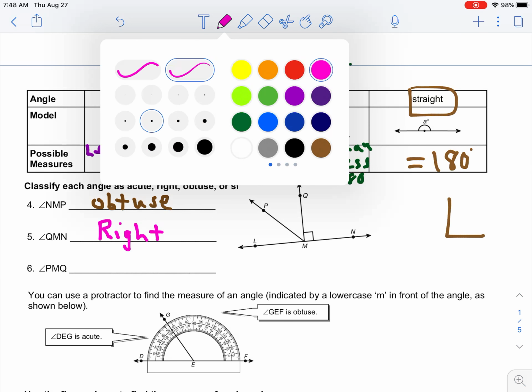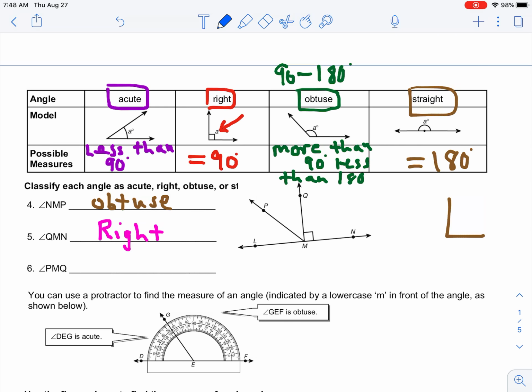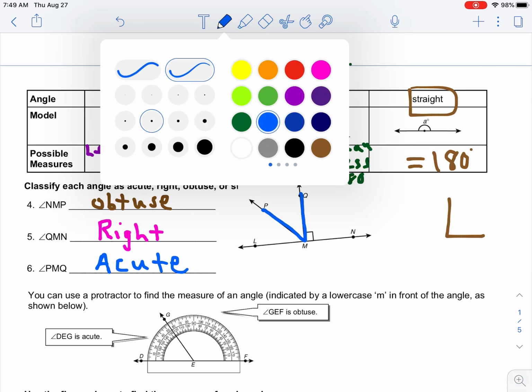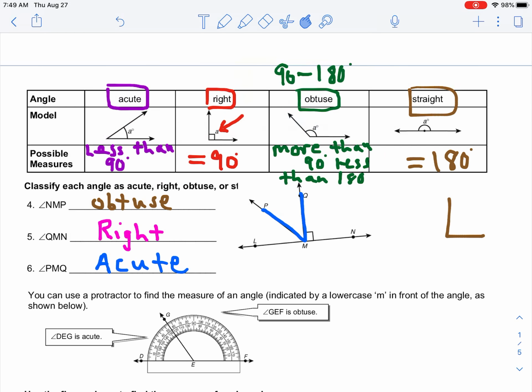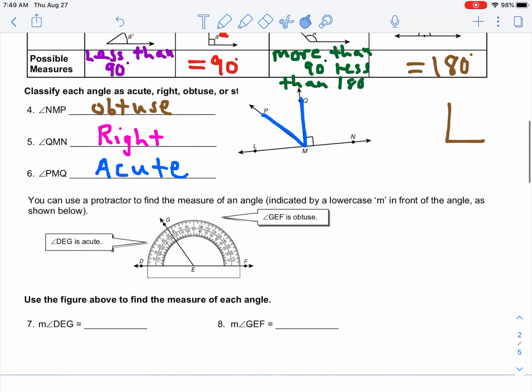All right, let's go to our third one. It says PMQ, so I'm going to start at P, go to M, go to Q. Notice it's like a little V. It's smaller than our L shape that we use to judge based on 90. Smaller means that it would be acute.